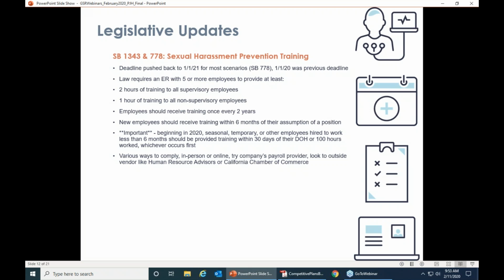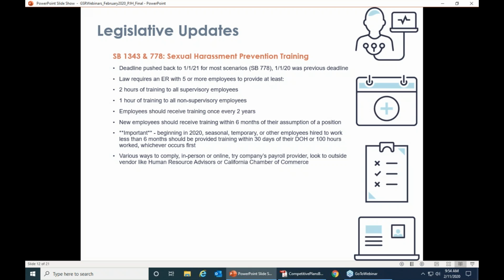That means that the law requires any employer with 5 or more employees to provide either 1 hour of training if you're not supervising, or 2 hours of training if you're a supervisor. And this has to be completed every 2 years. So hopefully everybody on this call has gone through it if you're with an employer of 5 or more.